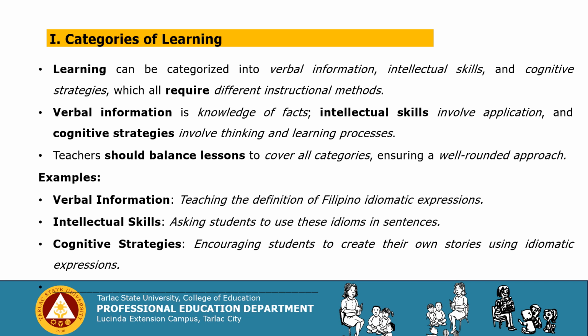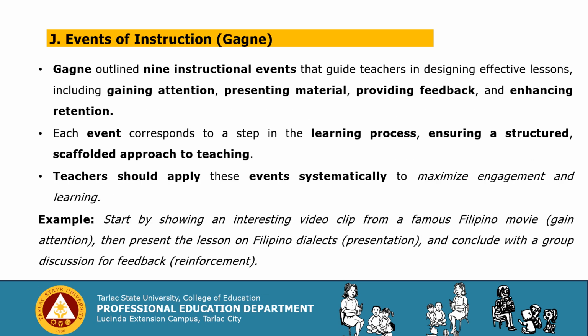This approach ensures that students don't just learn the facts but also apply and understand them in various contexts. For letter J, events of instruction, Gagne outlined 9 instructional events to help teachers structure effective lessons. These events guide each stage of the lesson, from capturing students' attention to promoting retention.